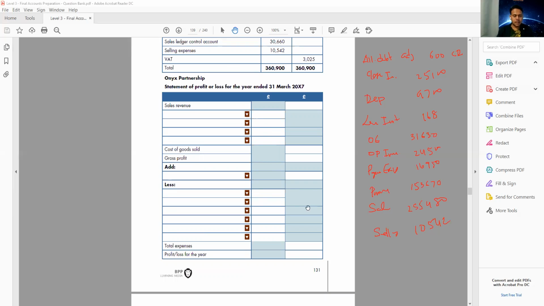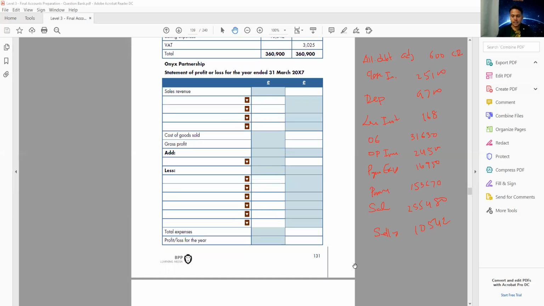Okay, so let's start with the sales revenue. For the sales revenue, we can see our sales is 255,480. That's my sales. Then we have to find the cost of sales. So we do the opening inventory. Opening inventory, that is 24,500.